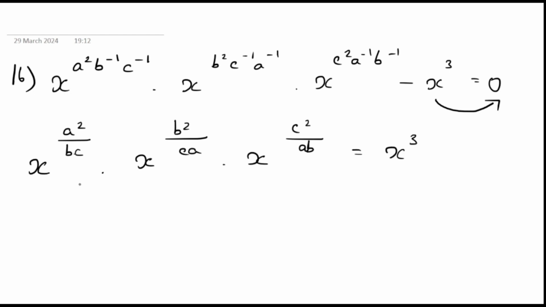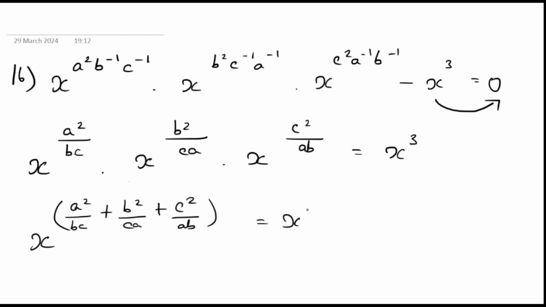Now take LCM. Now the bases are common here, so I'm adding the powers. You'll get x to the power A square divided by B into C plus B square divided by C into A plus C square divided by A into B is equal to x cubed.